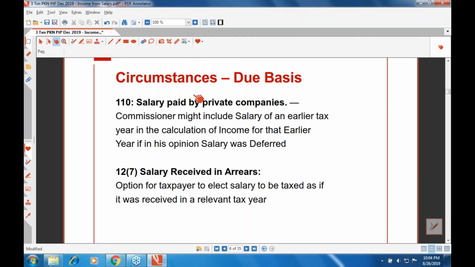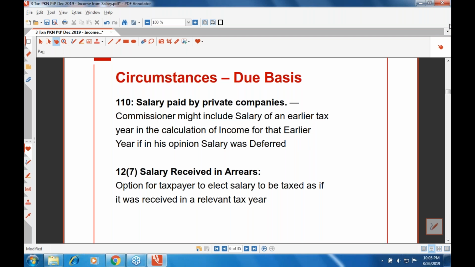There is section 110 of the Income Tax Ordinance. It says salary paid by private companies. It says the commissioner might include salary of an earlier tax year in the calculation of income for that earlier year if in his opinion the salary was deferred. Now let's try to understand this.